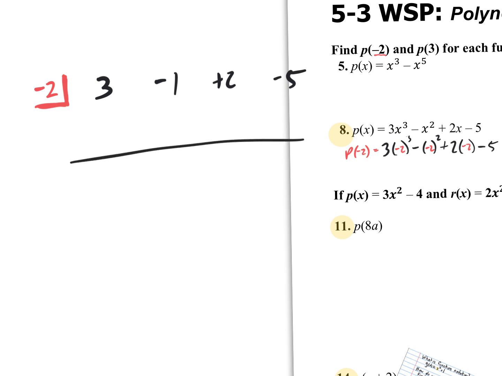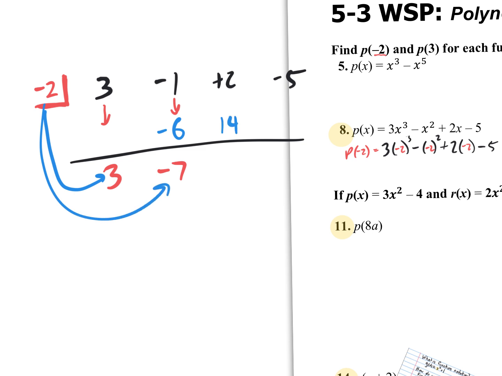Okay, so check this out. As you go down, you combine. So 3 plus what? 3 plus 0 gives you 3. As you go up, you multiply. -2 times 3 is -6. As you go down, you combine -1 and -6. That gives you a -7. As you go up, multiply. -2 times -7 is +14. As you go down, combine. 2 plus 14 is 16. As you go up, multiply. -2 times 16 is -32. Normally, this is the remainder over here, -37.